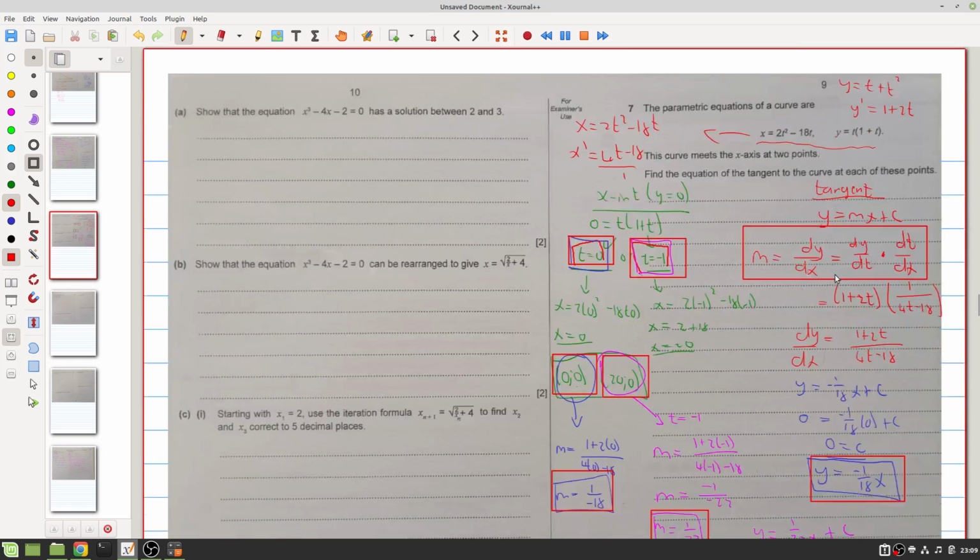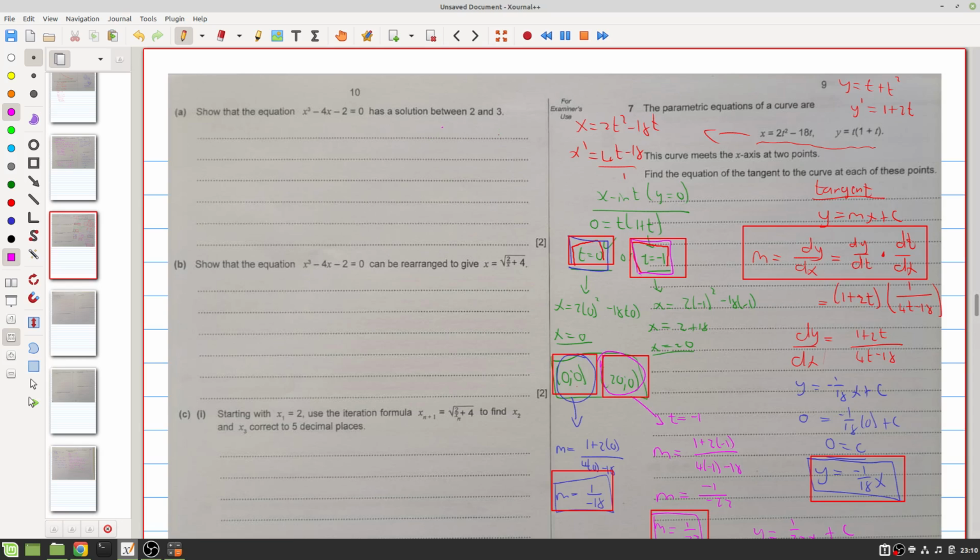All right, quite a bit going on there, but hopefully you can follow what I was doing there. Next up, we've got question 10. Let's start off with pink again here. Show that this equation has a solution between 2 and 3.